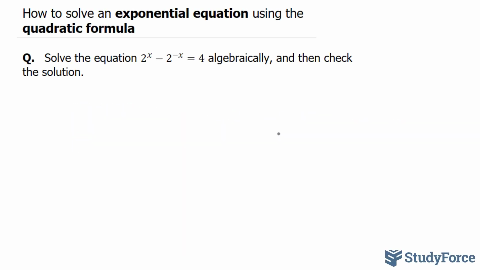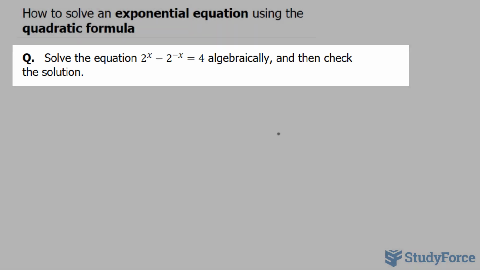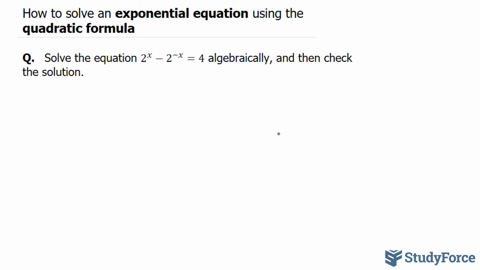In this lesson, I'll show you how to solve an exponential equation using the quadratic formula. The question reads, solve the equation 2 to the power of x minus 2 to the power of negative x is equal to 4 algebraically, and then check the solution.